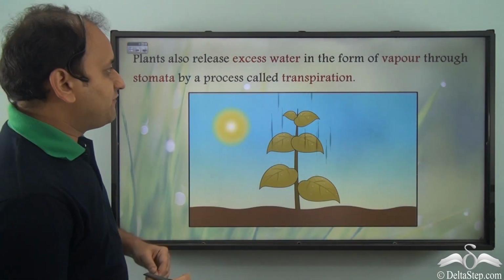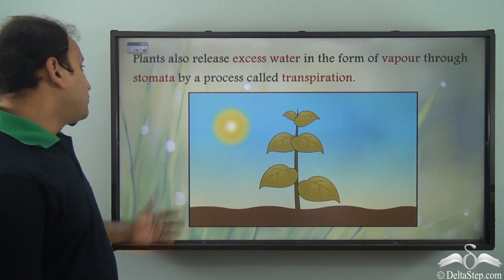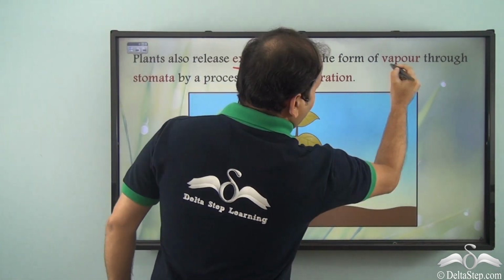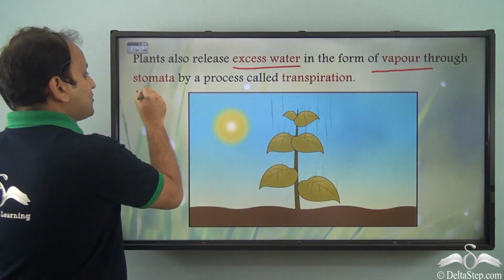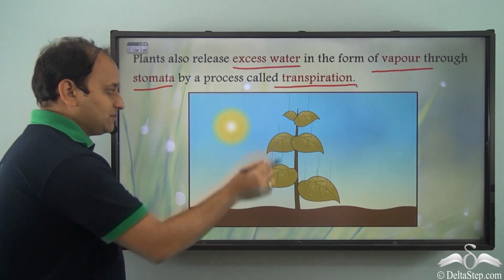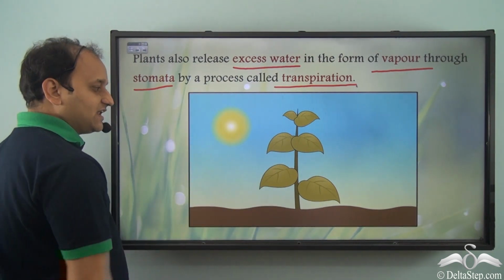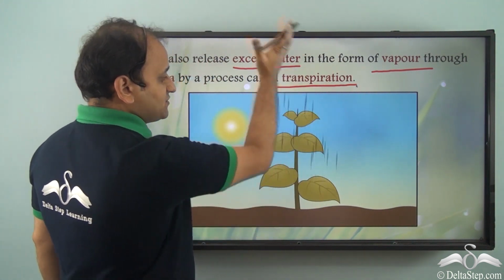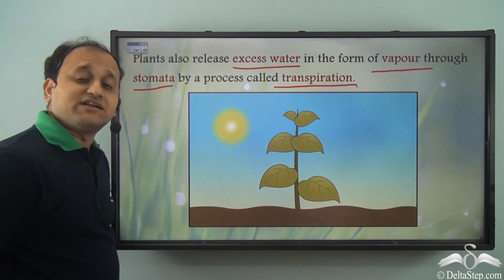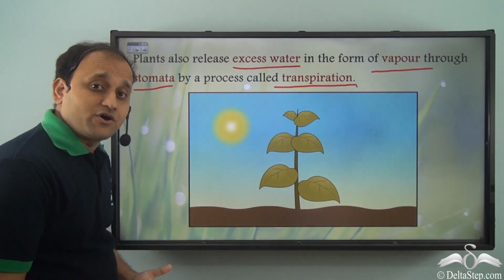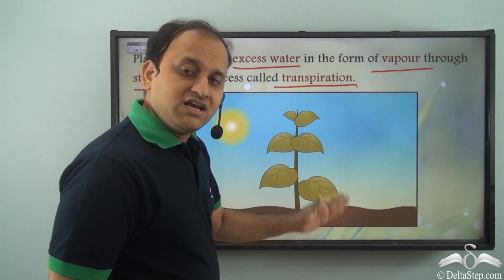Now another important function is transpiration. So what is this function? Well, plants also release excess water in the form of vapor through stomata by a process called transpiration. So in the presence of sunlight, that is heat of sunlight, the excess water evaporates from the surface of the leaves through stomata, and this process is called transpiration, and it is a very important process which is performed by leaves again.